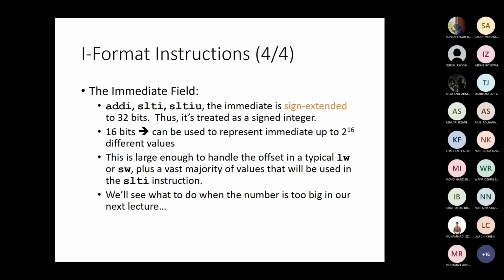Okay, so the immediate field. In the instruction, sometimes they have an I at the back of it, like ADDI, SLTI, set less than immediate unsigned. So this immediate is sign extended to 32 bits. Previously the immediate field is 16 bits, right? So when they execute it in the processor, this 16-bit value would be sign extended to 32-bit data. Thus, it's treated as a signed integer.